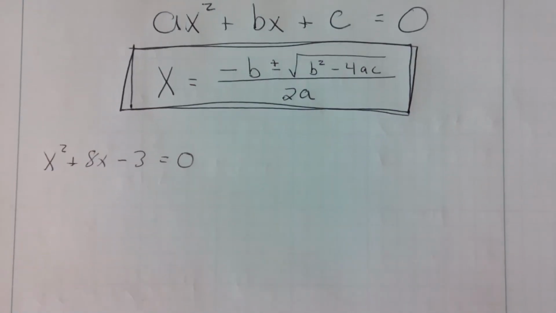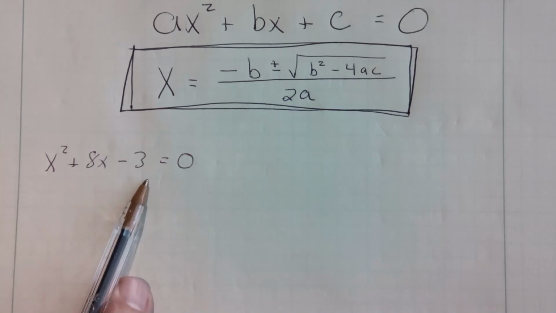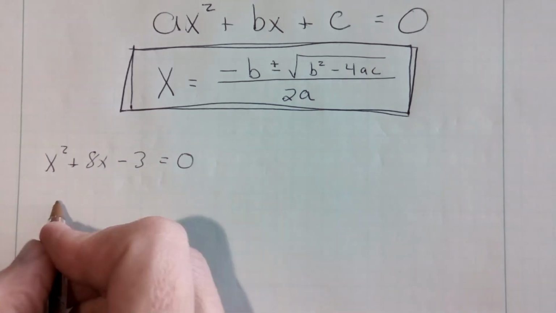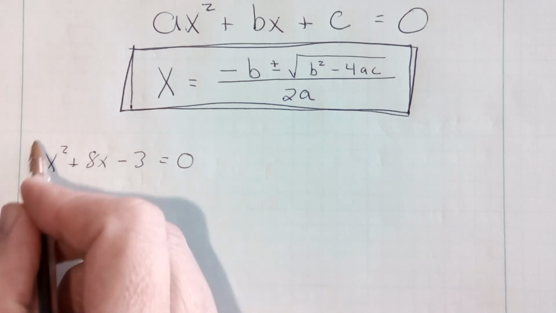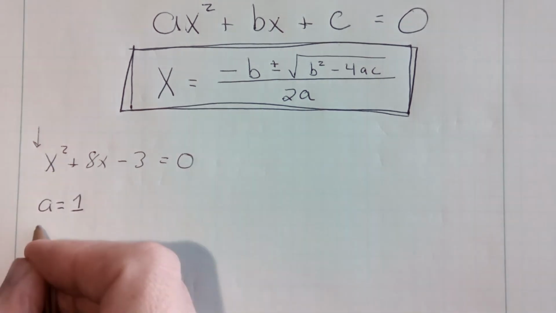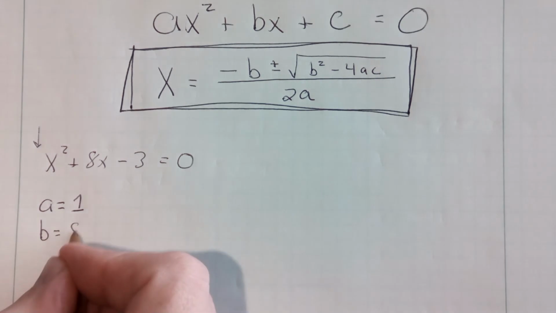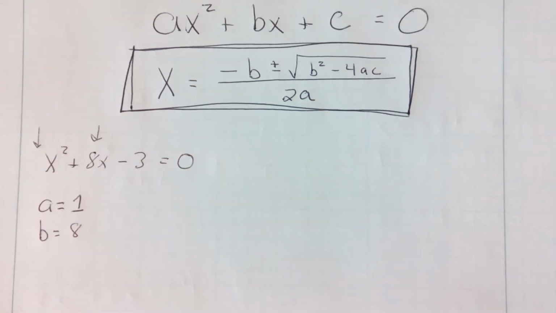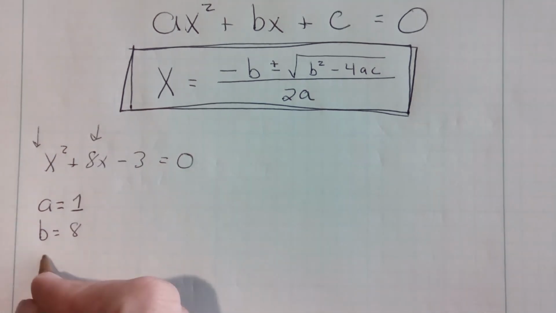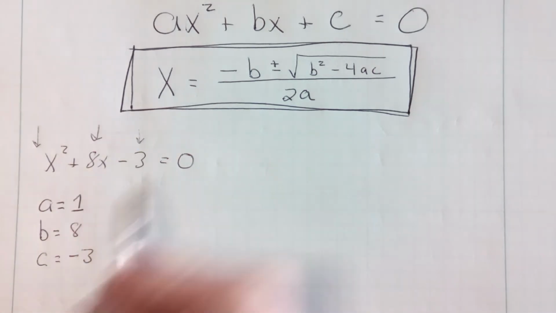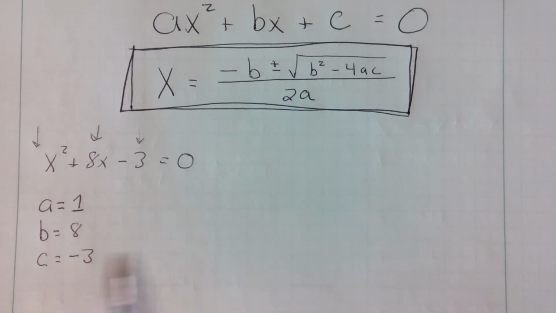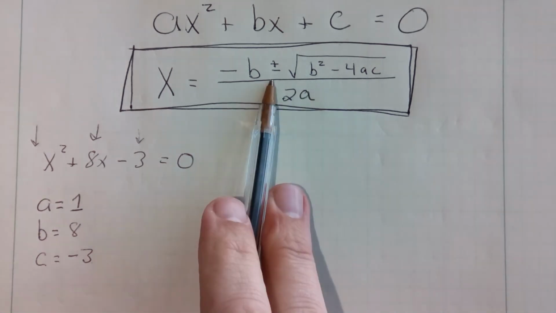So for instance, on this quadratic right here, the first thing I would do is write down that a equals 1, because that's the number in front of the x squared. B equals 8. That's the number that sits in front of the x. And c equals -3. Always include the sign. So -3. Now I'm going to look at this formula. I'm going to do exactly what it says.